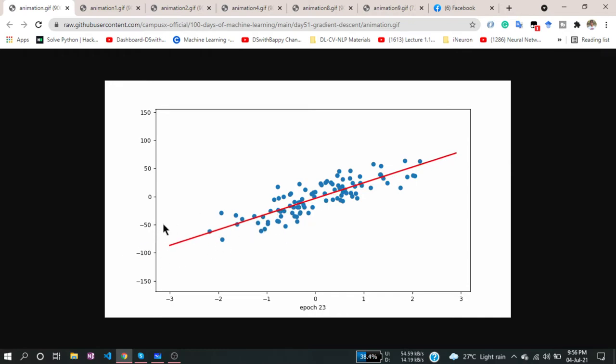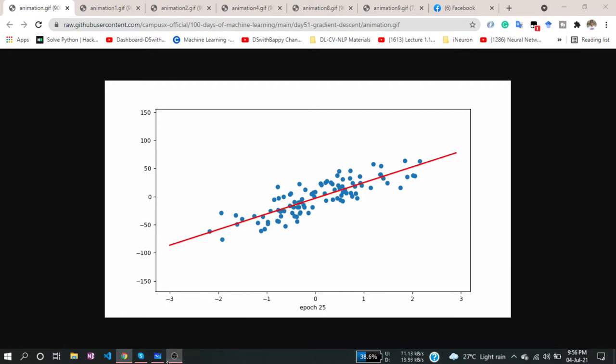See, it is trying to fit the data. So that's how linear regression tries to fit the line into the data. So this is about the intercept term.